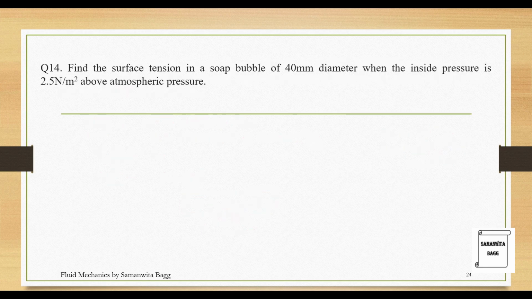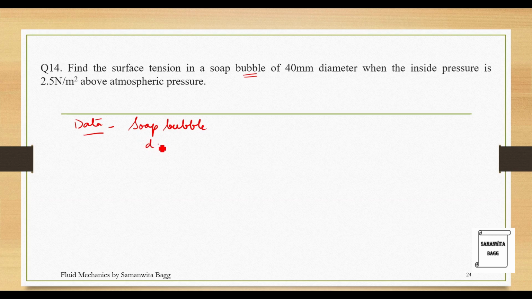Next numerical, find the surface tension in a soap bubble of 40 mm diameter when the inside pressure is 2.5 Newton per meter square above the atmospheric pressure. Now we are talking about the soap bubble, so be careful about the data being given. If you want, you can also write down the data as a soap bubble because this is what indicates the formula that is being used. So this is also a part of your data.